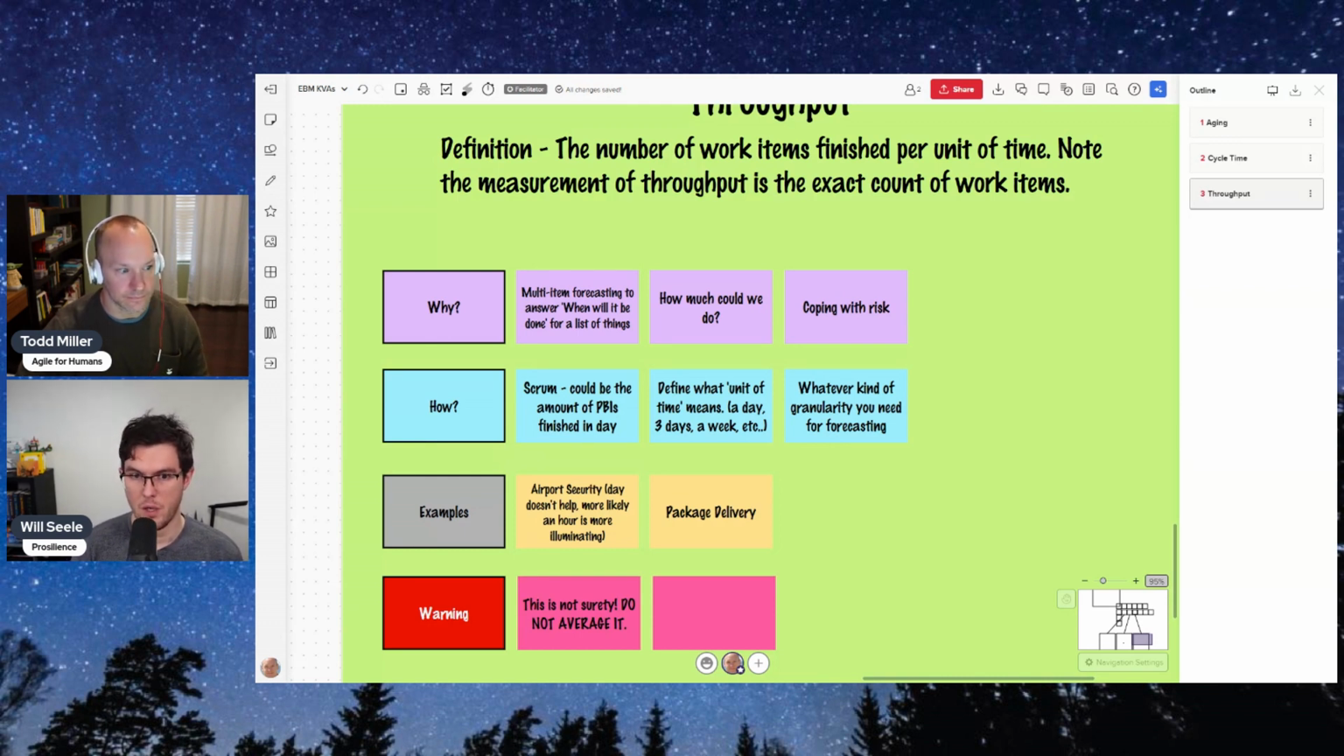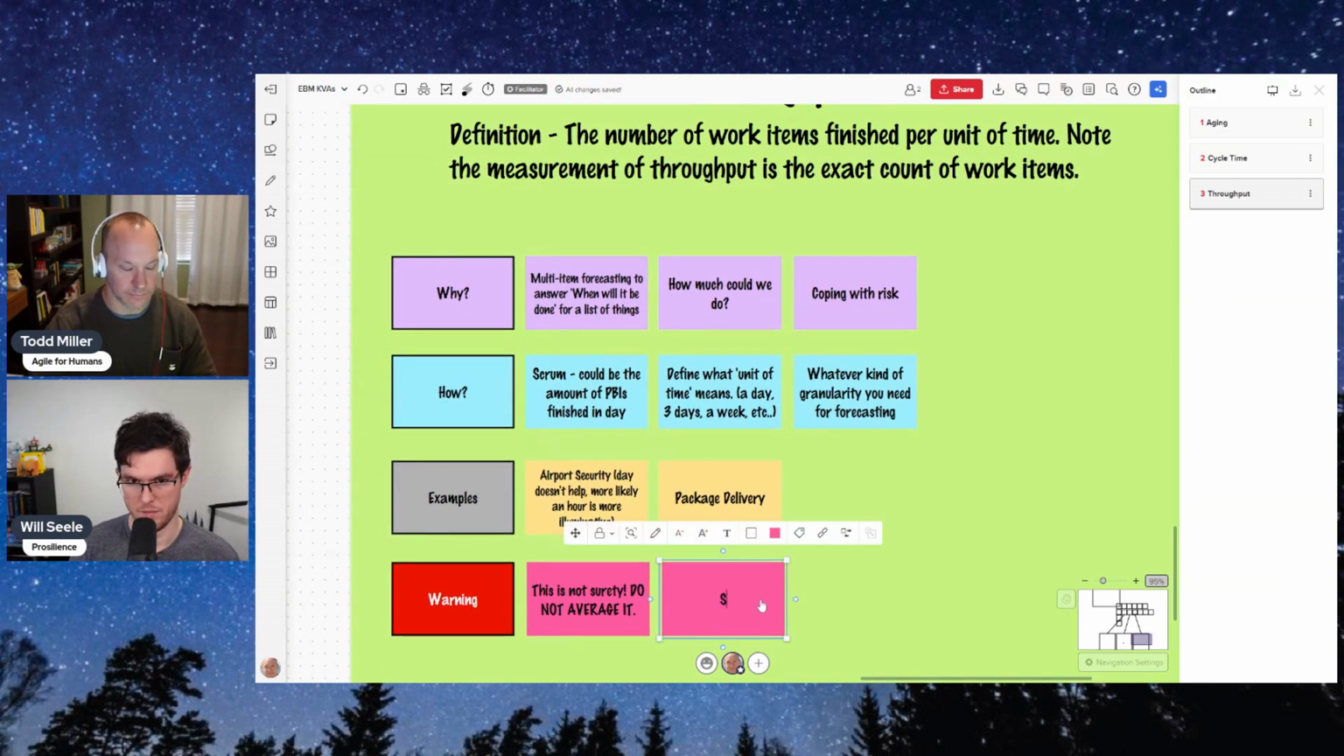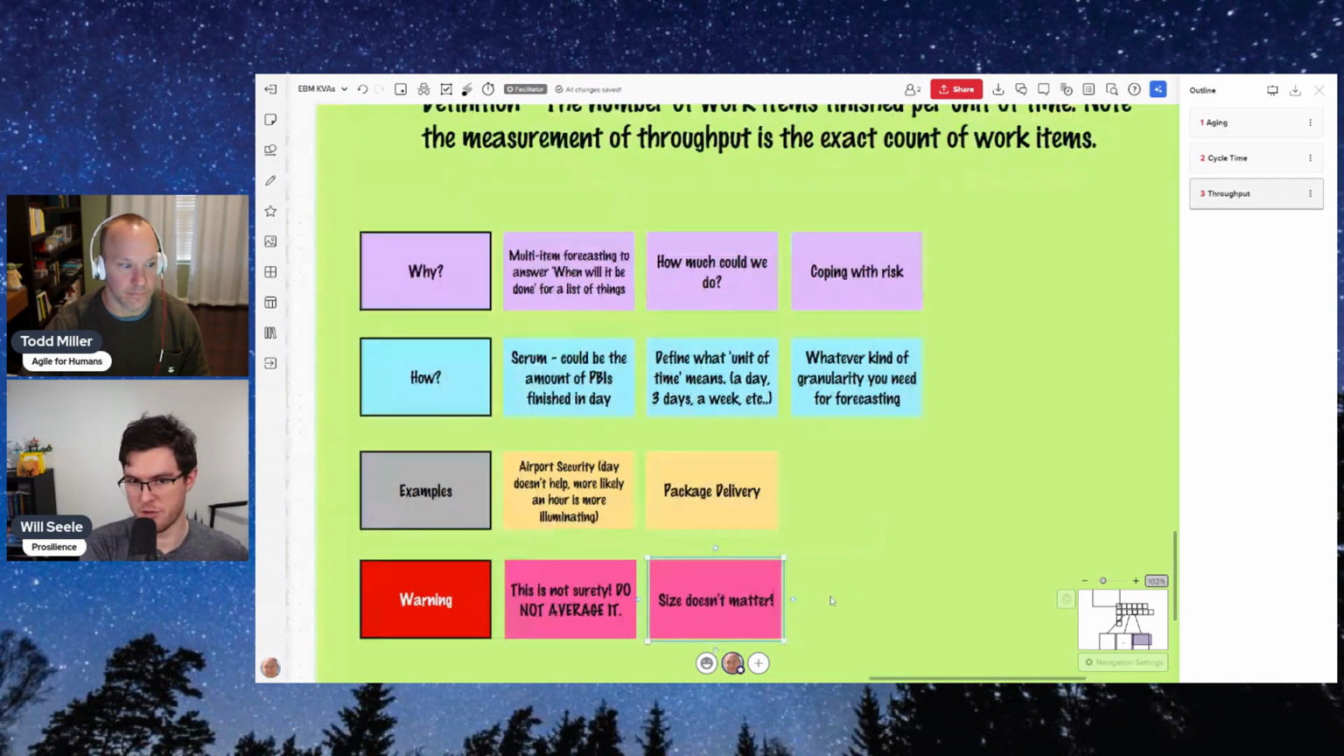Here's another warning. Size doesn't matter here. Right? Don't try to go be smart and say, okay, this is a big thing, so I'm going to count it as 2 or 3 items. Size doesn't matter for throughput. We have other things that we look at to understand size and complexity. We talked about those in previous episodes. But for throughput, including forecasting, we are looking at a history of things with many different sizes. So automatically that variability in size is already going to be part of our forecast based on those same numbers. Throughput only cares about number of items. It does not care about the size of those items. And that's what's really cool.